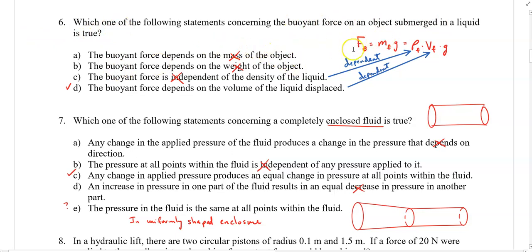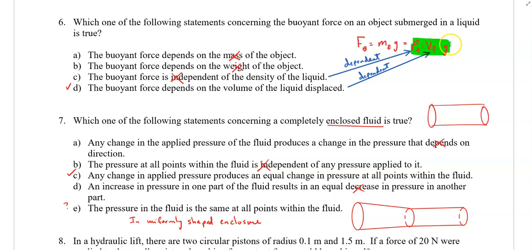Well, recall that the force due to buoyancy, or the buoyant force acting on an object submerged in a fluid, is the density of the fluid times the volume of the fluid displaced times the gravitational constant. So if we're considering that definition, and I'll just highlight this one here, you'll notice that the mass of the object has no play on this computation. So I know that A is no good. Mass is not going to affect this. And same thing with weight. If mass of the object doesn't affect the buoyant force, then neither will weight.